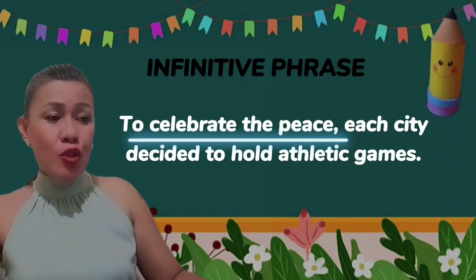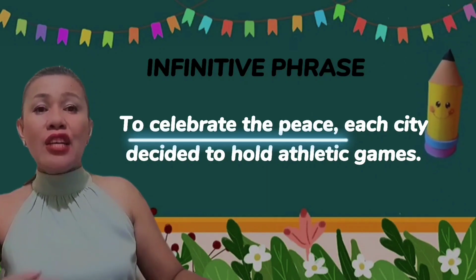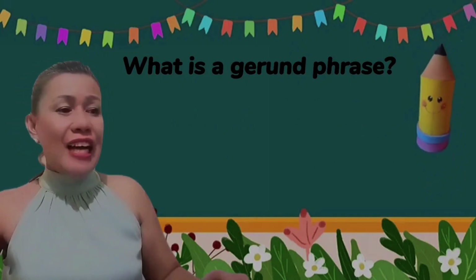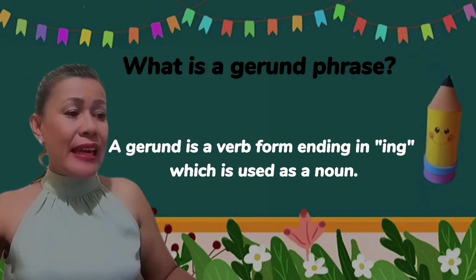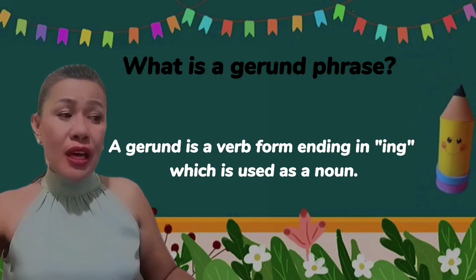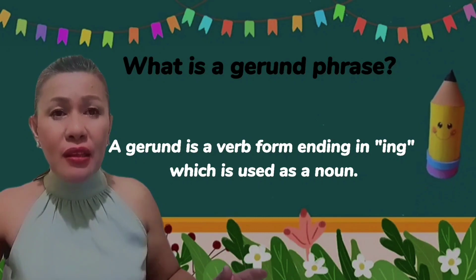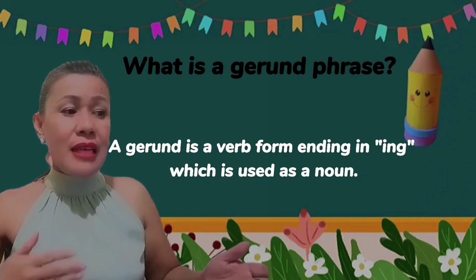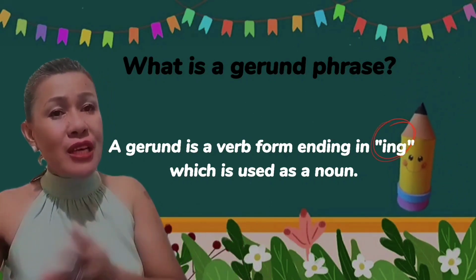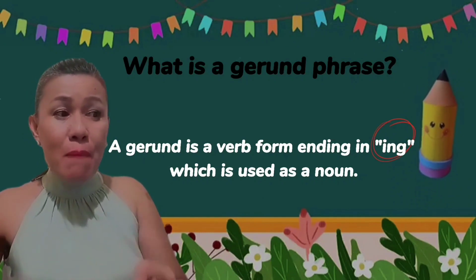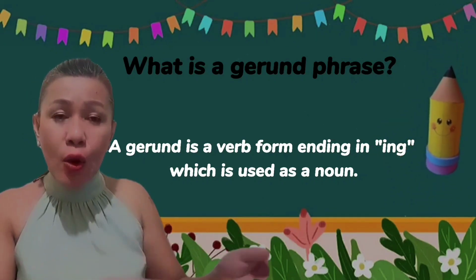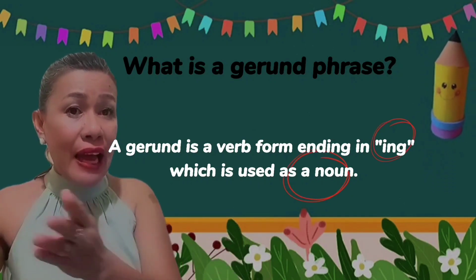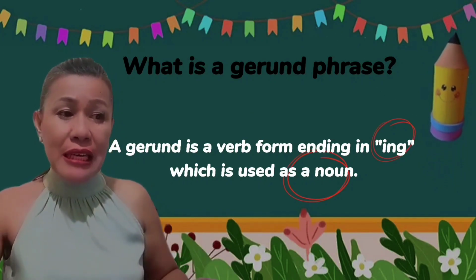That third way to begin our sentence is using a gerund phrase. What's a gerund phrase? Or what's a gerund? A gerund is a verb form ending in ing, which is used as a noun. So do not confuse it with the participial phrase. A gerund is an ing ending, so it looks like the present participle, but remember that a gerund functions as a noun. It does not function as an adjective. The present participle functions as an adjective. Here, the gerund functions as a noun.